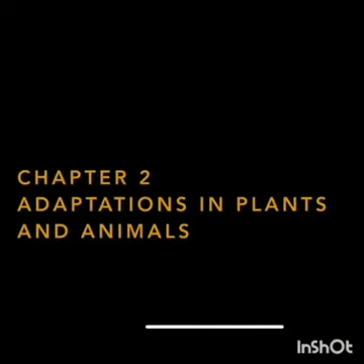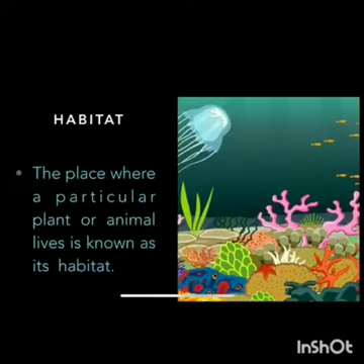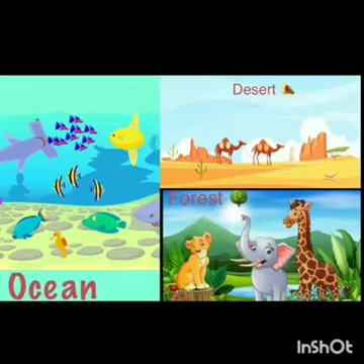Chapter 2: Adaptations in Plants and Animals. Habitat. Now, what is habitat? The place where a particular plant or animal lives is known as its habitat. For example, some plants and animals live in ocean, some in desert, some in forests. So all these are their habitat.